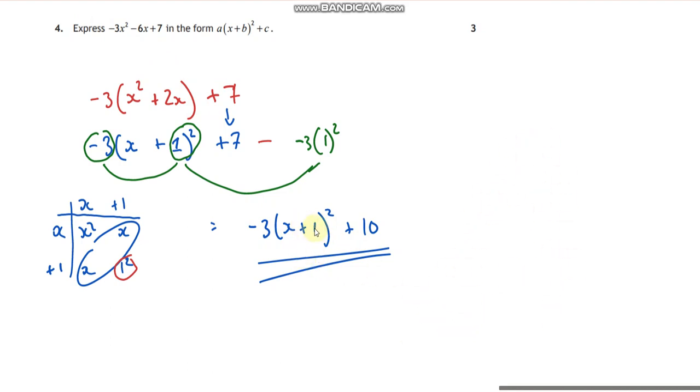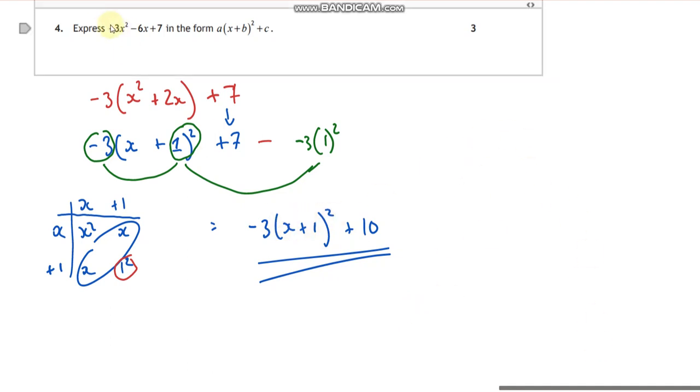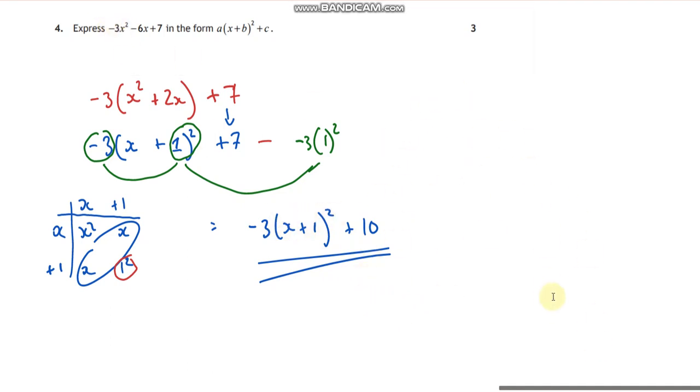Yeah, but that's why we rewrite it like that, so we can find this turning point, which would be (-1, 10), and that would be the maximum value of this function because it's a negative there, so it'll be shaped like this.